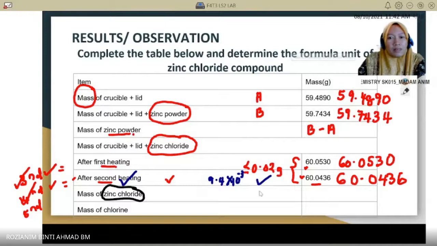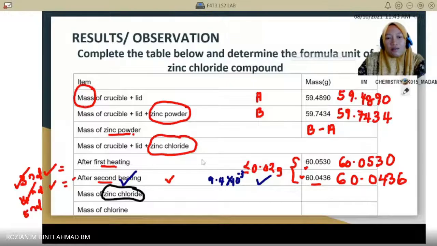Saya nak dapatkan mass zinc chloride sekarang. Macam mana nak dapatkan dia? Dia sama macam kiraan dalam pre-lab hari tu. Bila saya check pre-lab, mostly student dapat highest 18 dan above. Okay, macam mana dapat mass zinc chloride? Tolak. Okay, siapa tolak siapa? Nilai mana tolak nilai mana? Nilai first hitting tolak second tu.